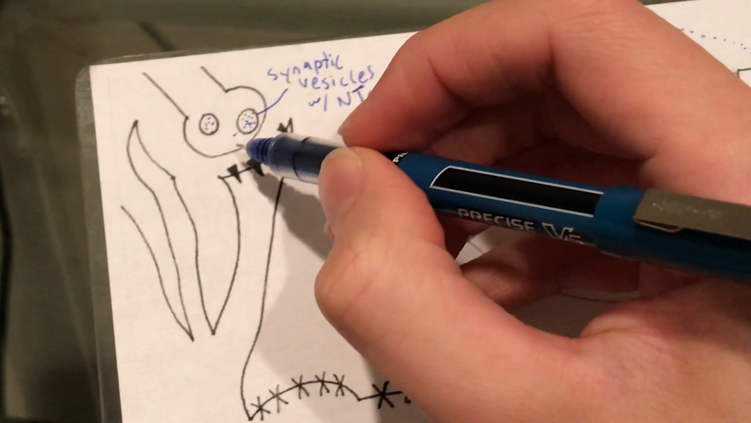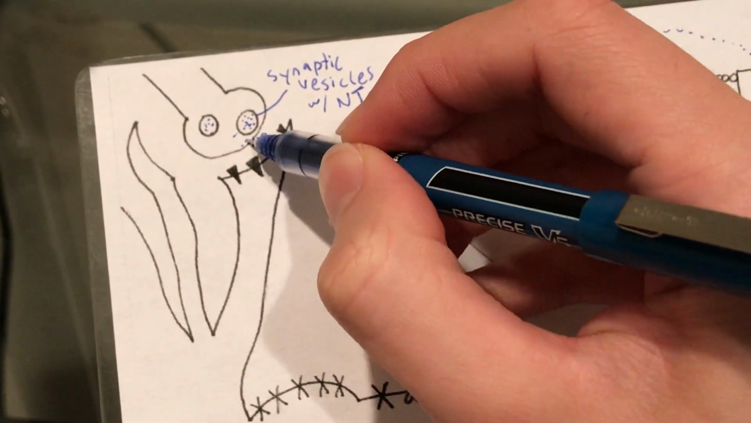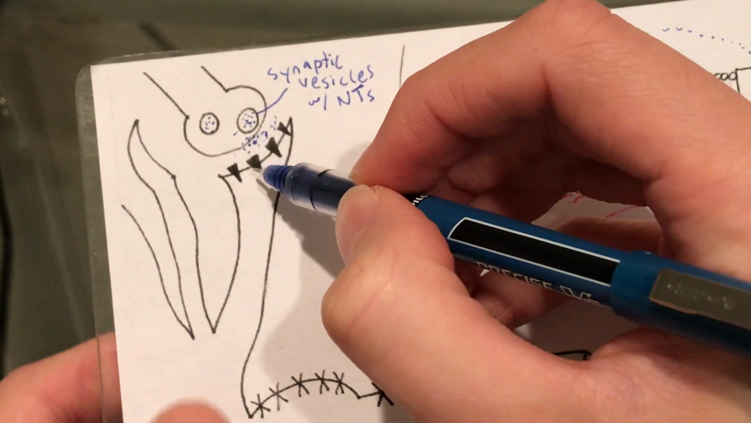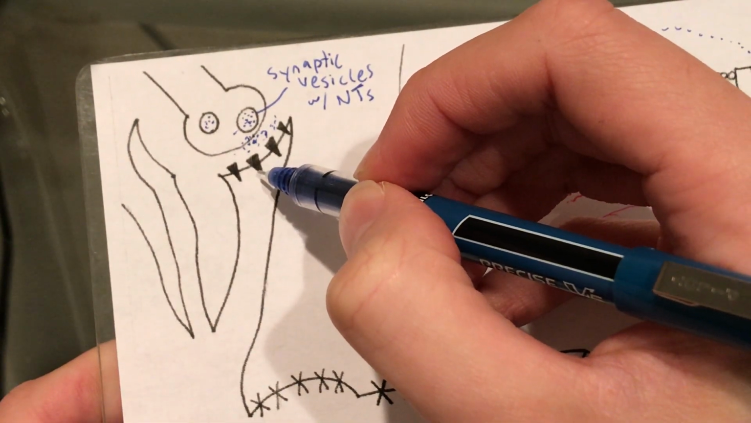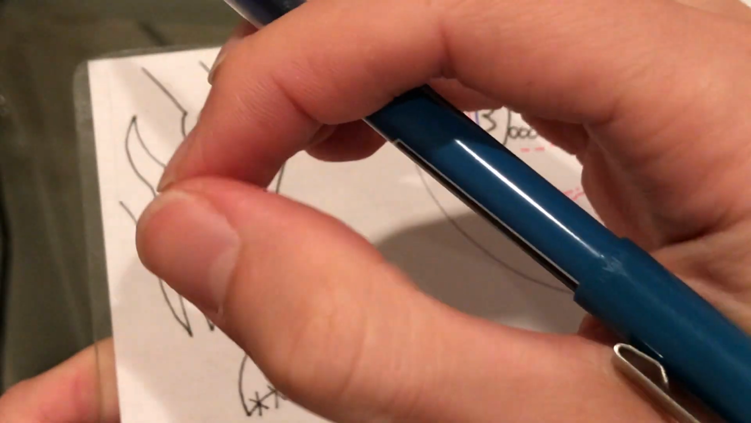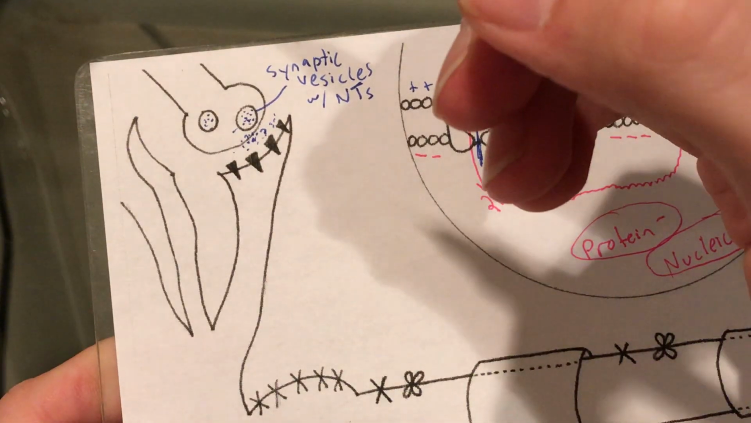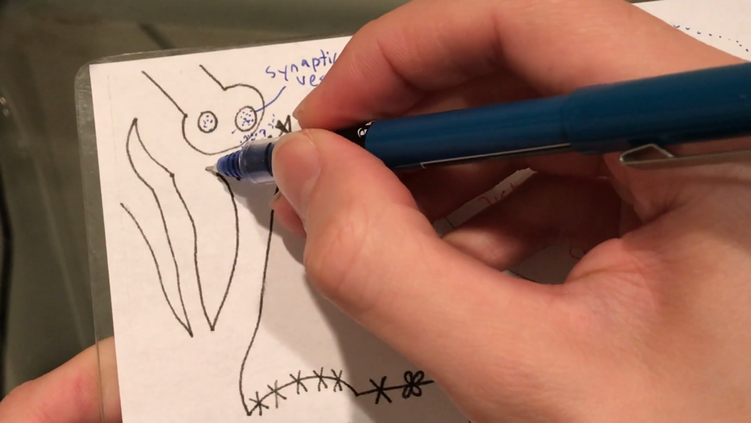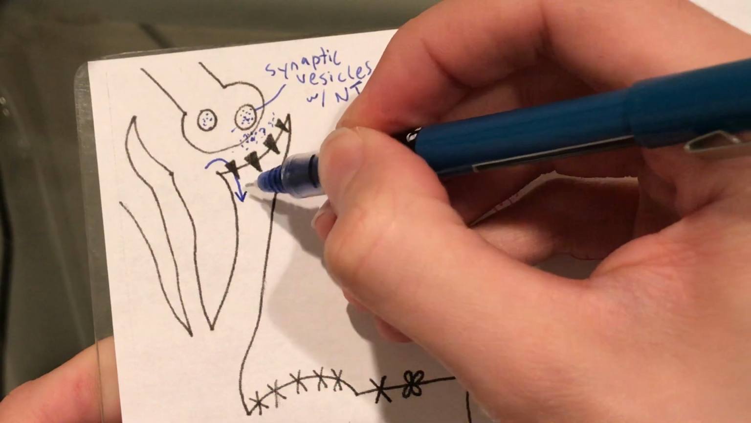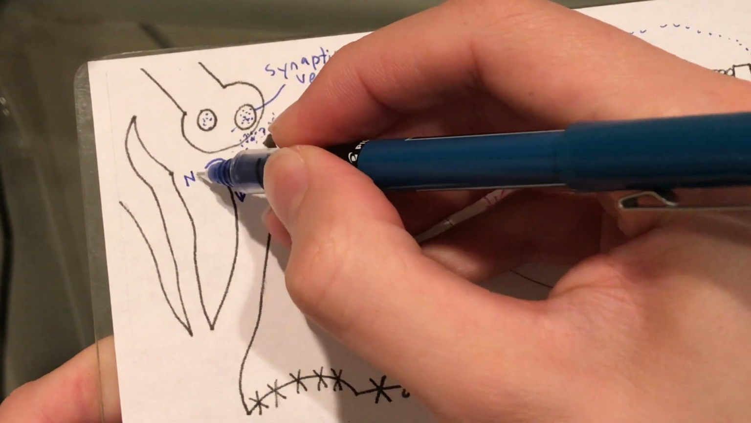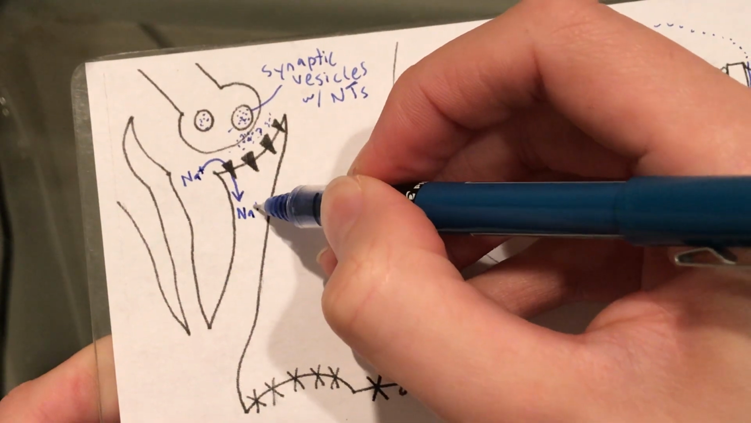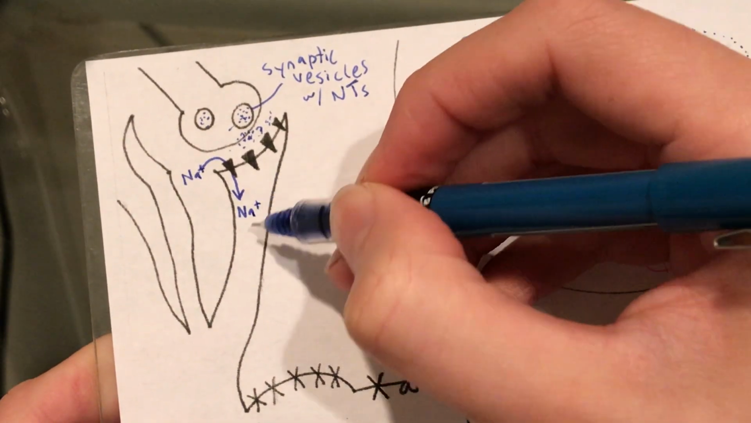So if you imagine those neurotransmitters get released into this space, they activate these, and when they're activated, they actually physically will open up so that there's a pore in the dendrite of the neuron. So that pore opens up. That allows sodium to go into the dendrite, into the cell.